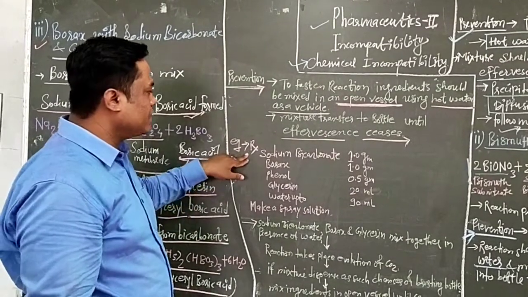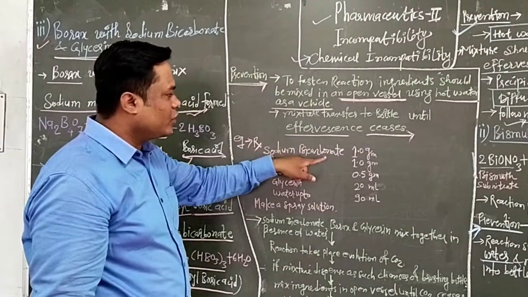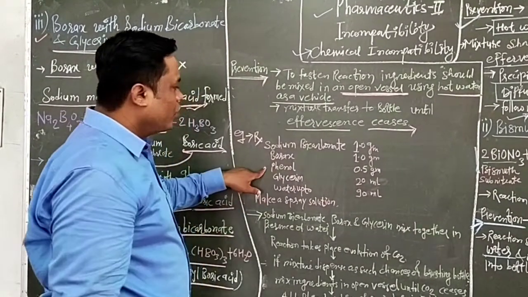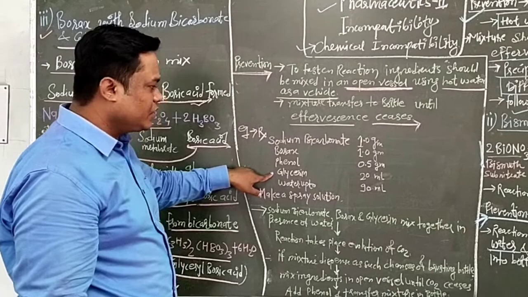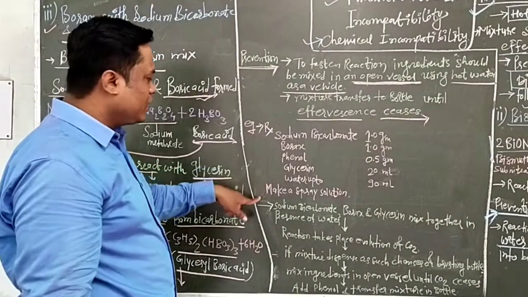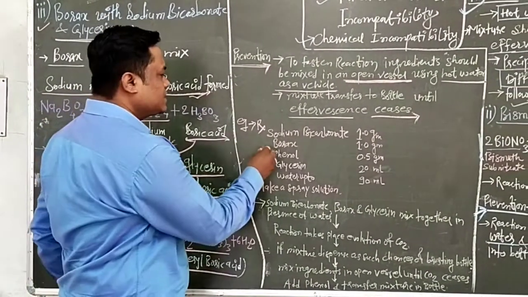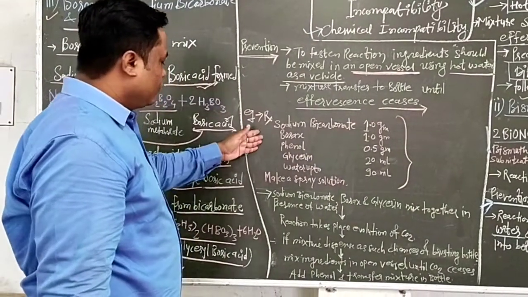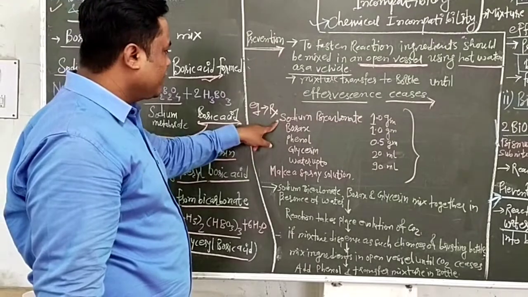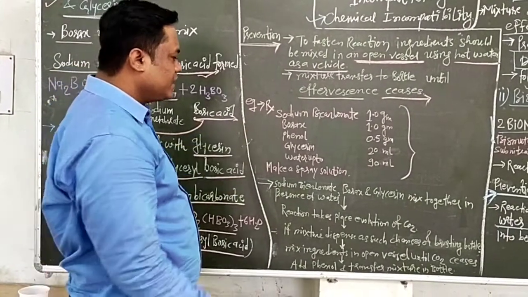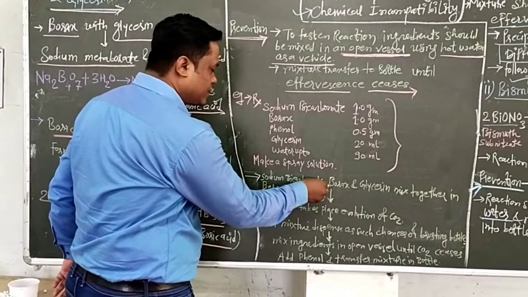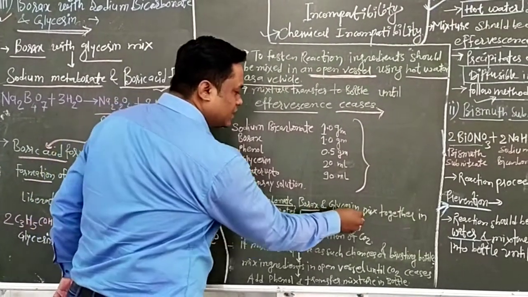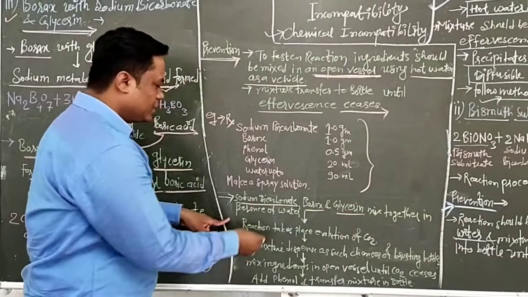For example, Rx sodium bicarbonate 1.0 gram, then borax 1.0 gram, phenol 0.5 gram, glycerin 20 ml, water up to 90 ml, and make a spray solution. This is the example. Then first sodium bicarbonate, then borax and glycerin are mixed together. What is step 1? Step 1 is sodium bicarbonate, then borax and then glycerin are mixed together in presence of water.